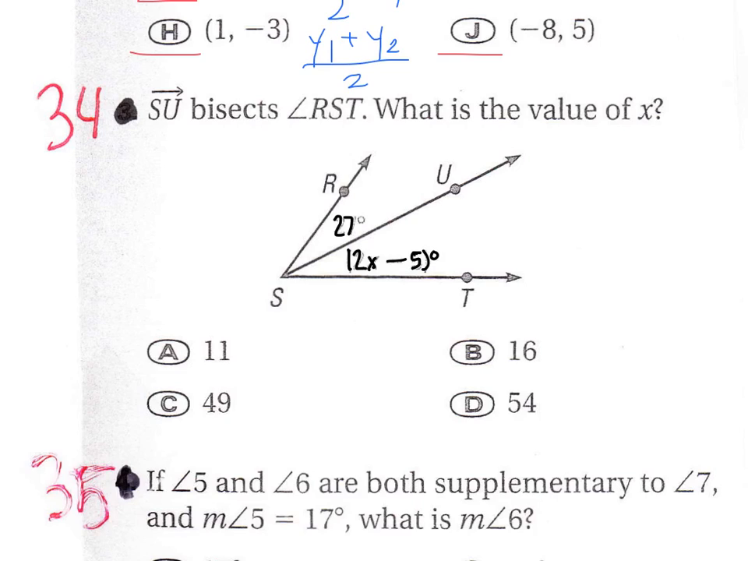Number 34, SU, that is this ray, I should say, right here, it bisects. Remember, bisects, cuts something in half. So we need to know the value of x. So this angle is 12x minus 5, and this one is 27. So if it's bisected, it means those two angles are equal to one another. Set up your equation and solve for x. Do you get A 11, B 16, C 49, or D 54?